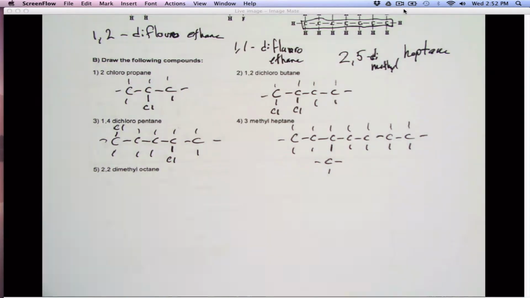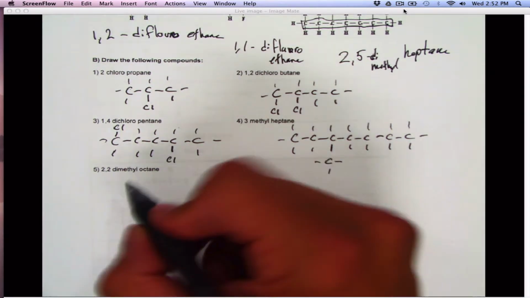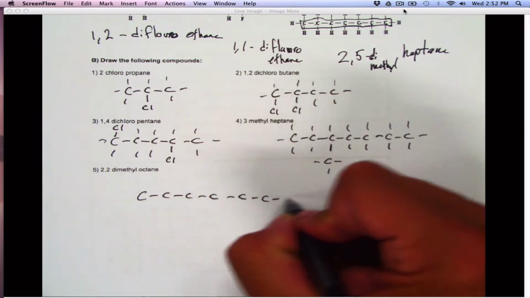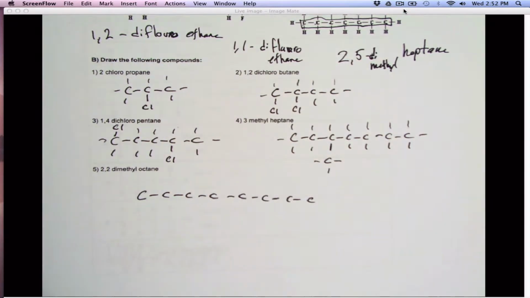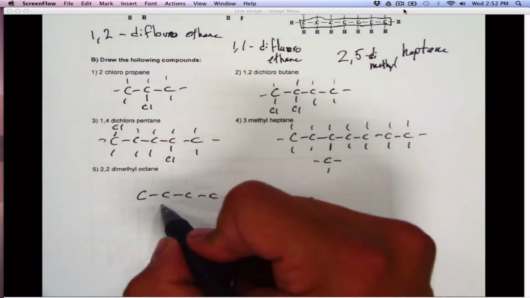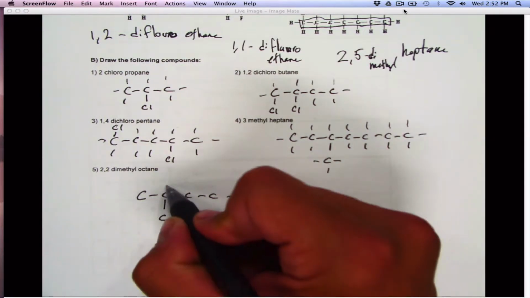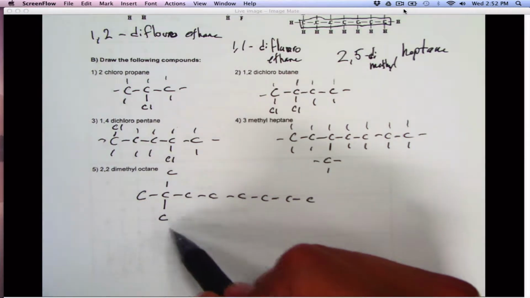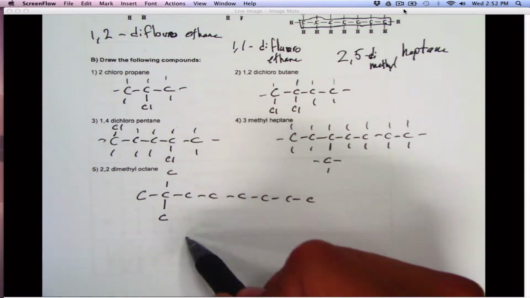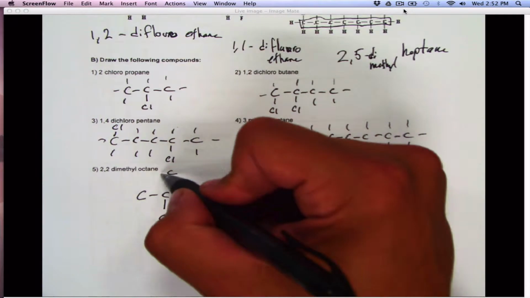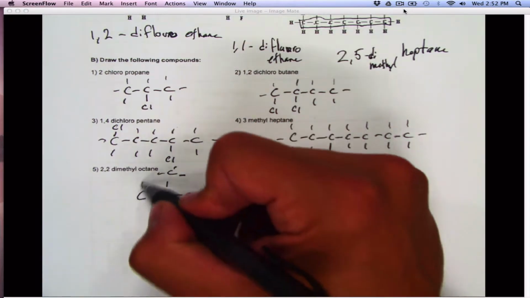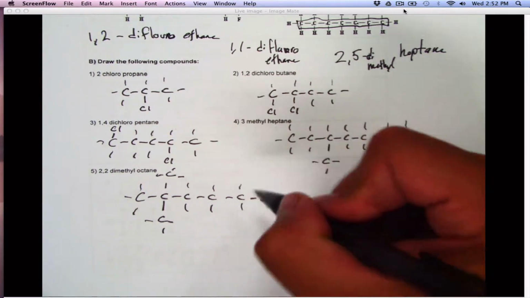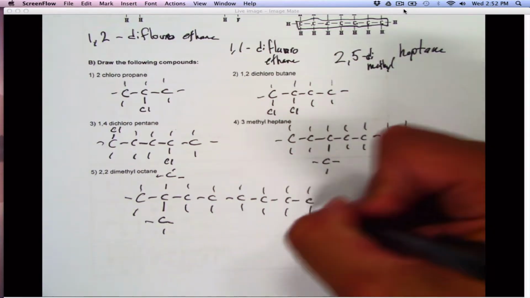Doesn't matter. 2,2-dimethyloctane. Octane means I have 8 carbons, 1, 2, 3, 4, 5, 6, 7, 8, big one. And then 2,2-dimethyl means I have a methyl group off this one and a methyl group on the other side. If I had 2 carbons consecutively, so I had one here and another carbon here, that would be an ethyl group. So realize there is a bit of a difference. Watch out for those. Hopefully those made a little sense. We can go over some more later.